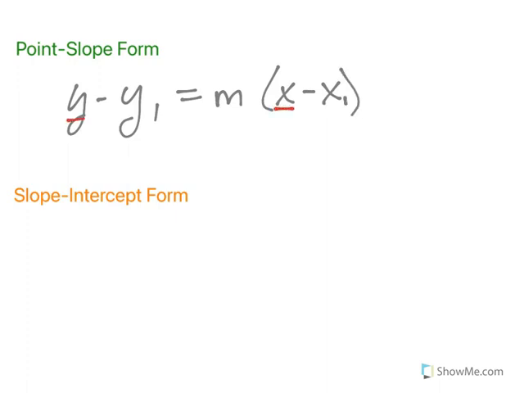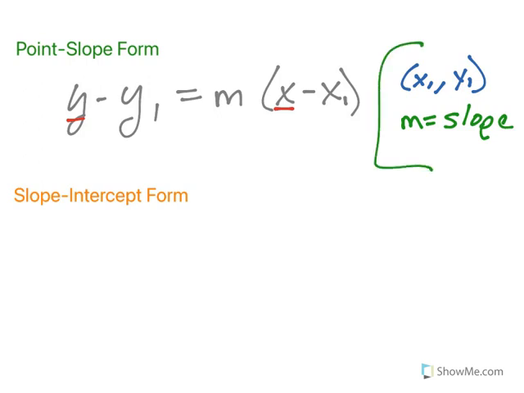Well, x and y represent any point on the line, and they're going to stay in the equation, whereas x1, y1 is a specific point, so a point we are given. We know that point is on the line. The x and the y without the sub ones represent the entire line, any point. And then m, as we know, is the slope. So we need 1 point and 1 slope to write that equation. That's why it's called point slope form.